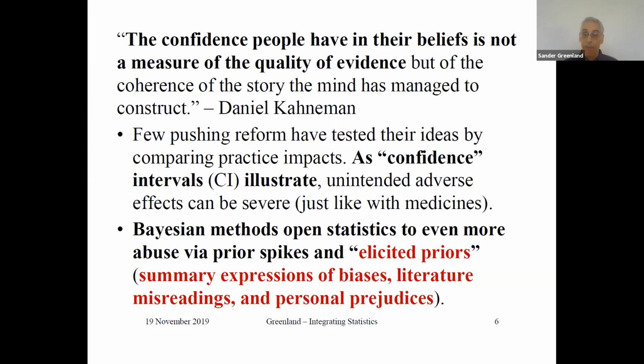This typifies the fear some people have, justifiably, of Bayesian methodology, such as the type we've just seen. It emphasizes coherence over the quality of the evidence that's being plugged into those formulas. Few pushing reform have tested their ideas by comparing practice impacts. Now, we just saw an example where he did do that, and that deserves kudos. It worked very well in the situation that it was tailored for, and that's a sign of excellent statistical craft. But as confidence intervals illustrate, unintended adverse effects can be severe, just like with medicines. Bayesian methods open statistics to even more abuse via prior spikes and elicited priors. Those elicited priors are often just summary expressions of biases, literature misreadings, and personal prejudices.